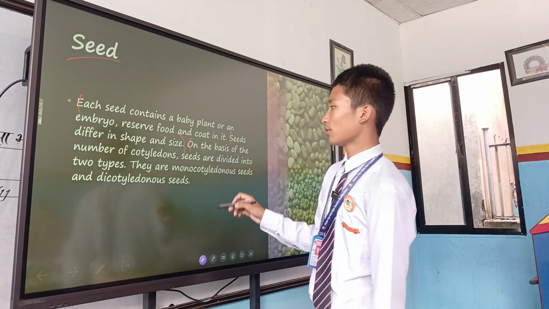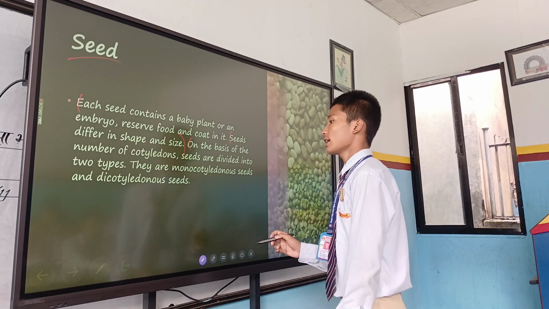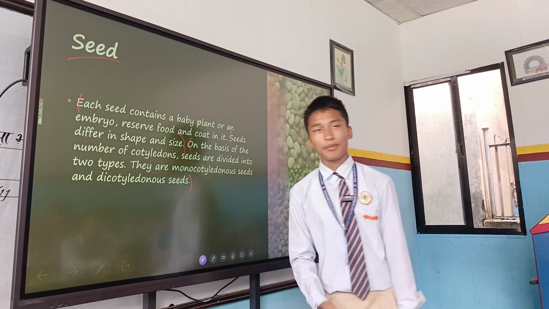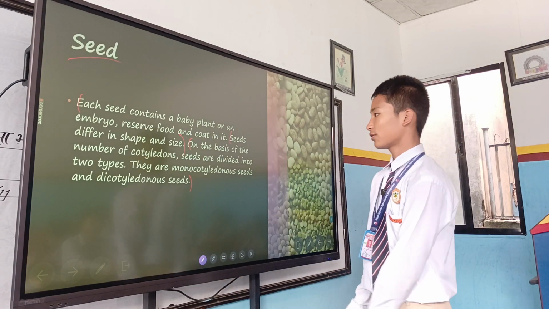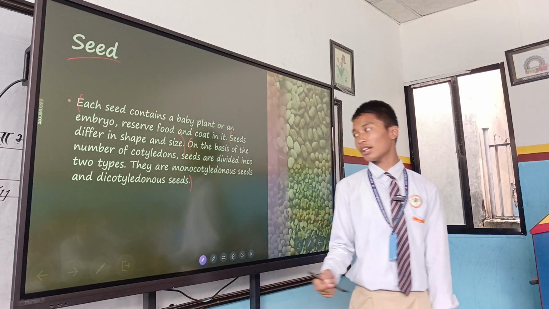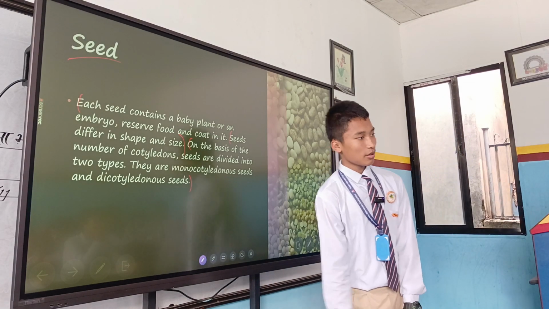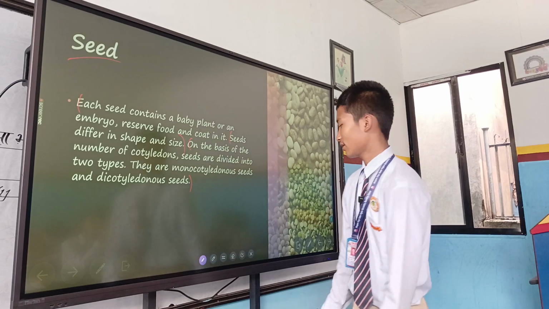On the basis of the number of cotyledons, seeds are divided into two types. They are monocotyledon seeds and dicotyledon seeds.